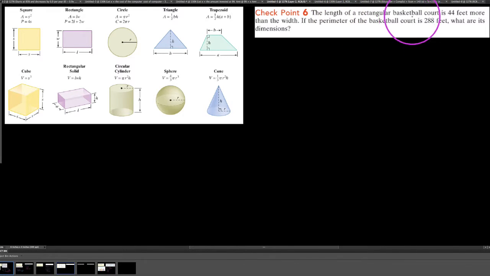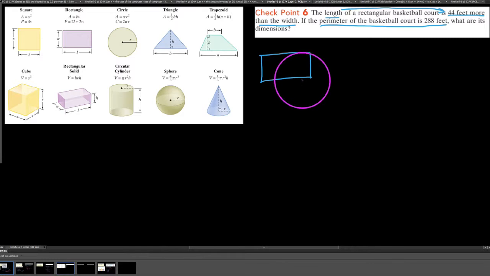It says the length of a rectangular basketball court is 44 feet more than the width. So we have 44 feet more than the width is kind of an important thing here, and that's describing its length, okay? Also, it says if the perimeter of the basketball court is 288 feet, so we have 288 feet given to us, it says what are its dimensions here? So I think that actually it wouldn't be a bad idea to start by conceiving this situation by drawing a picture here. But what we have is our length and our width.